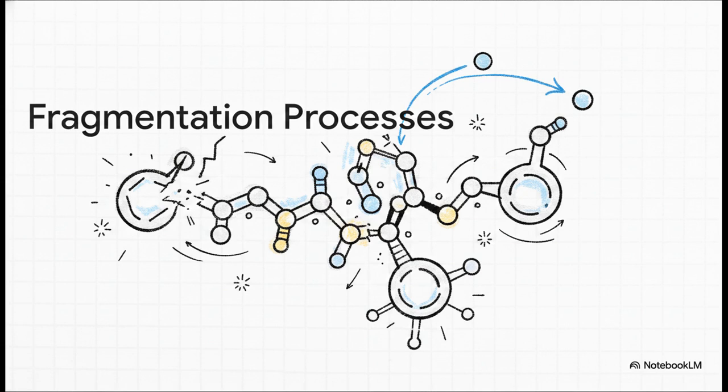There's alpha cleavage, which is initiated by the radical site, where a bond neighboring the radical just snaps. We have inductive cleavage initiated by the charge site, where an electronegative atom pulls an electron pair right toward itself. We even have incredibly complex molecular gymnastics like the retro-Diels-Alder for unsaturated rings, or the famous McLafferty rearrangement. That's where a hydrogen atom actually reaches across space, transferring to the charge site via a six-membered transition state before the molecule breaks in two. It is just this highly choreographed dance of destruction.